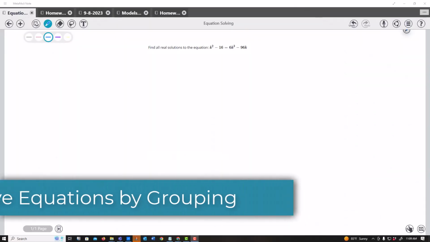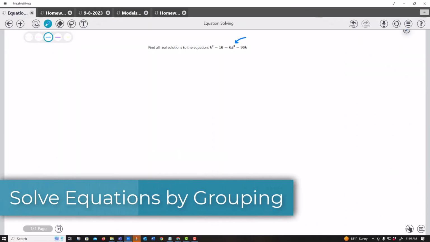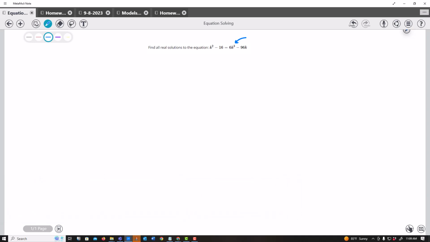All right, anytime that I see something cubed, I lose my mind, right? No, I think there has to be some kind of grouping because we've only done linear and then quadratic, right? And so something apparently is going to happen here, and it's probably going to be grouping.